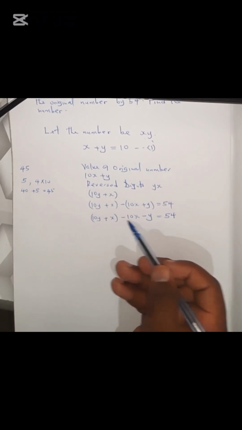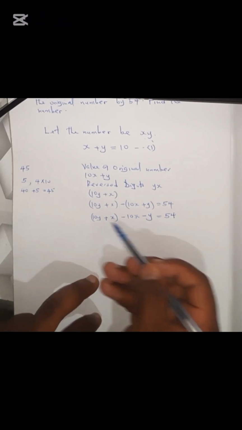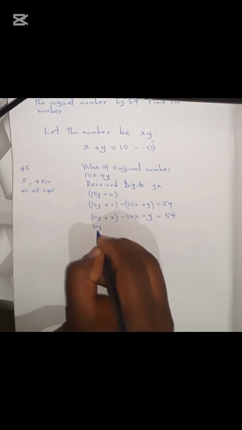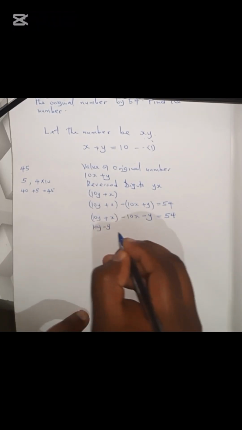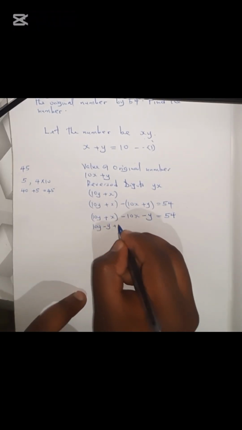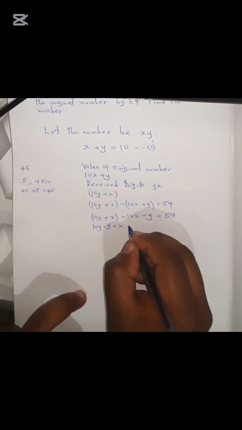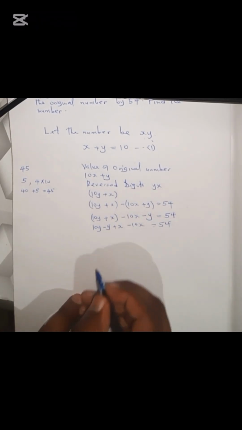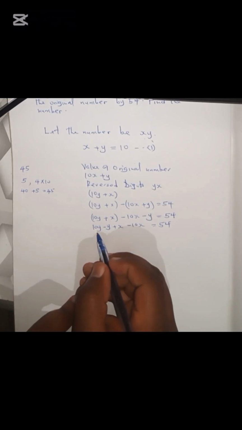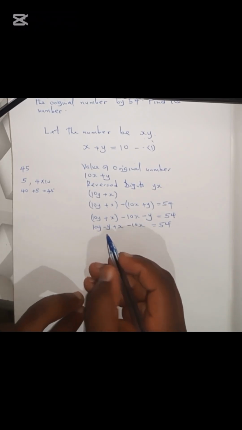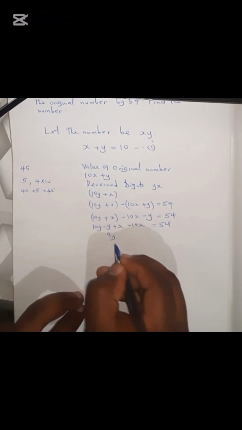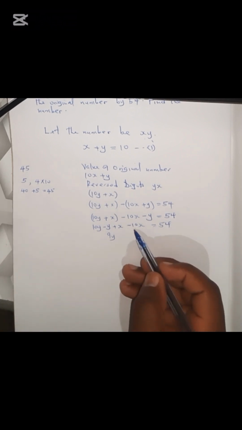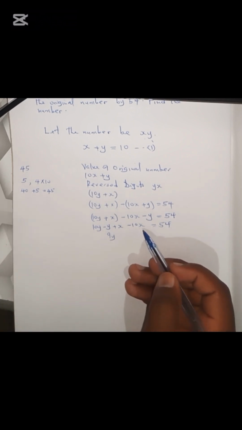We are going to collect the like terms. We have 10y, then we have y here. So we have 10y minus y, then plus x minus 10x should give us 54. So this is 10y minus y. That one should give us 9y. Then we have x minus 10x.